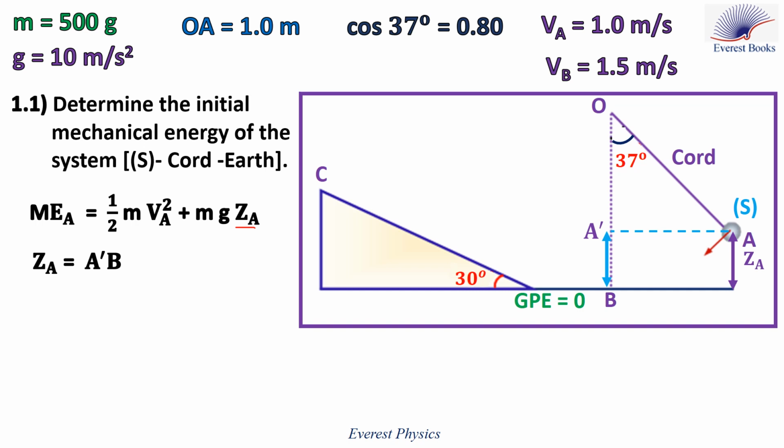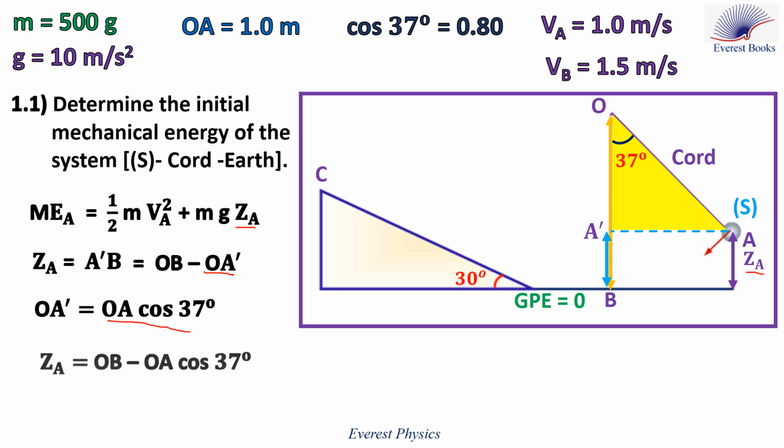Now examine the figure carefully. Look at OB. A prime B, or za, equals OB minus OA prime. Then consider this right-angled triangle. Cosine 37 equals OA prime over OA. Then OA prime equals OA cosine 37 degrees. Replace OA prime by OA cosine 37, and you will get this equation.